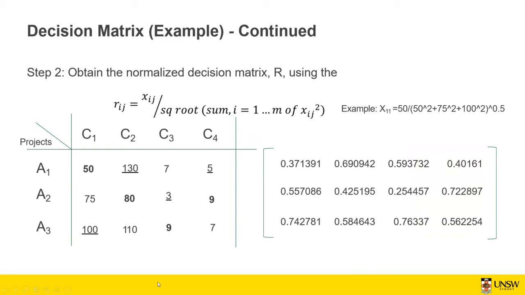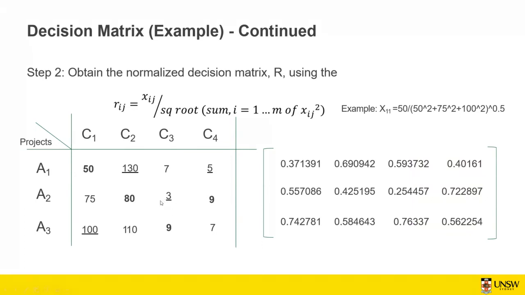Okay, so this is your matrix. But as you can see, the numbers are not in the same range. For example, for C1, you got numbers from 50 to 100, for C2, you got 80 to 130. But for C3 and C4, your numbers are just between 1 and 10. So 9, 5, 3, 7.